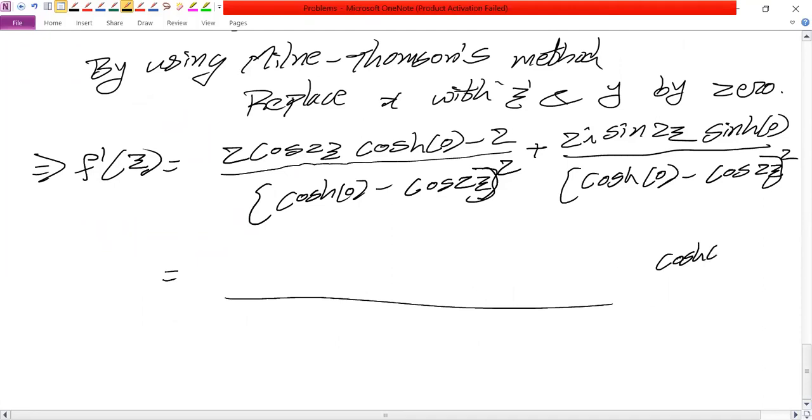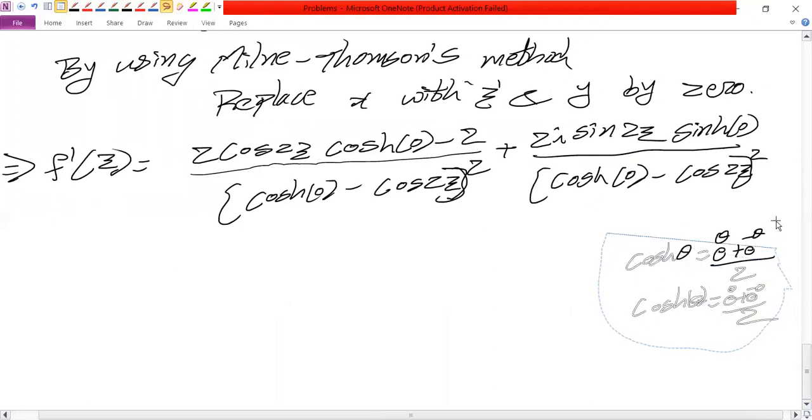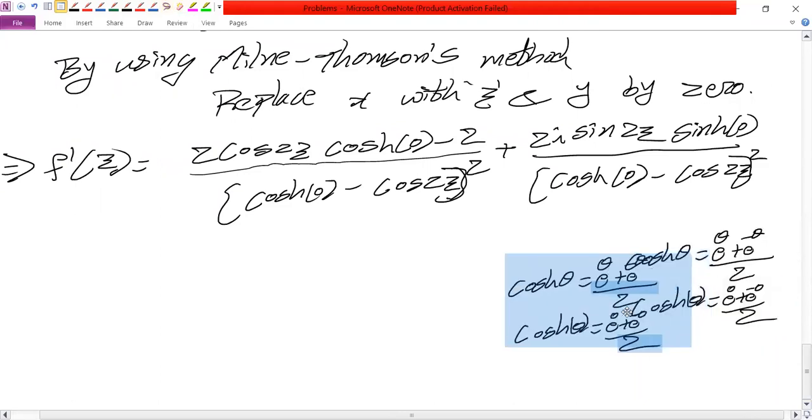What is the cosh theta formula? e power theta plus e power minus theta by 2. So what is the theta value here? 0. cosh 0 is e power 0 plus e power minus 0 by 2. Wait a second, I'll remove this. I'll write this as an important step because this is required for us.